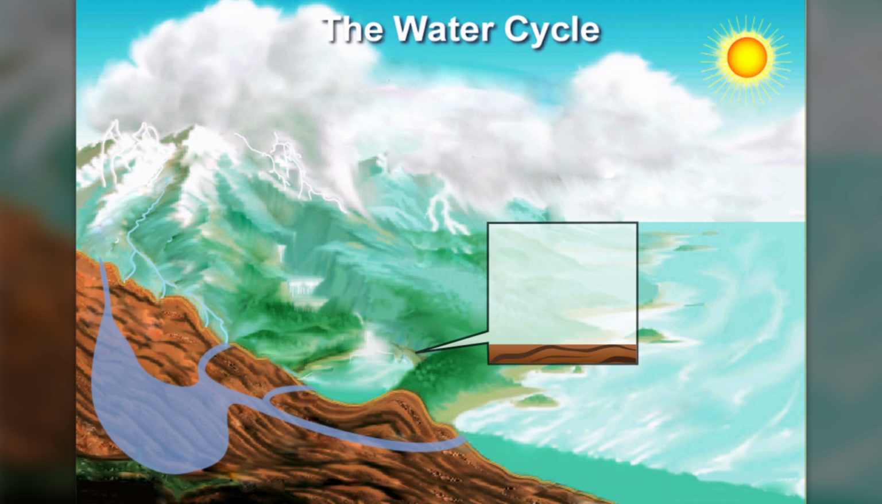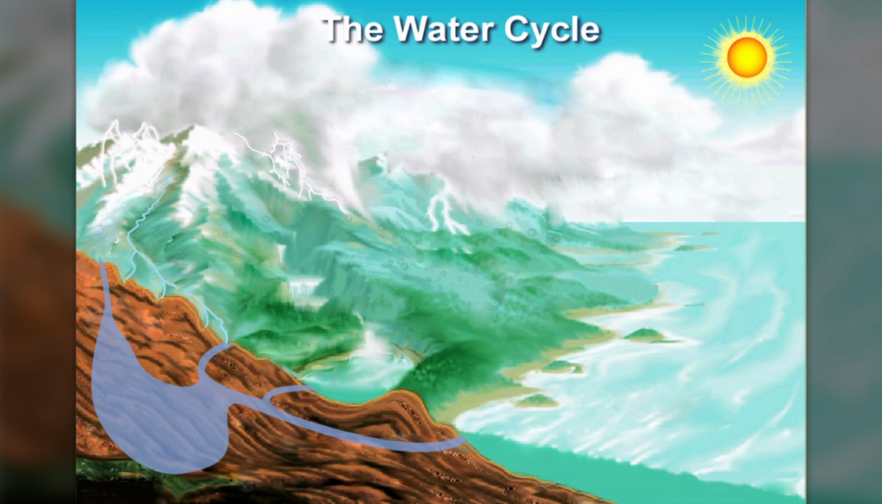Some water is absorbed by the roots of plants and pulled up out of the ground. And animals drink water and eat the plants to absorb water and nutrients. But the water does not get trapped there. It is released back into the air through respiration.